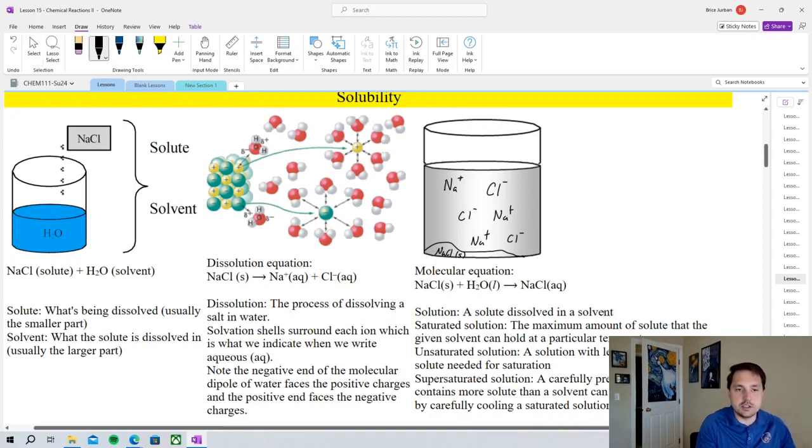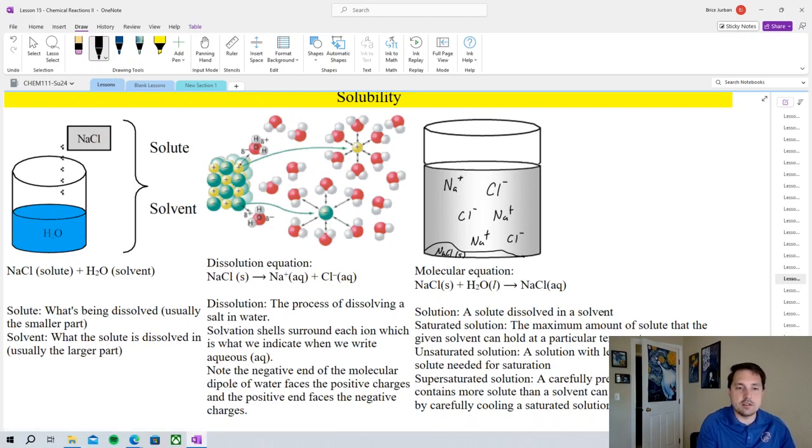The dissolution equation is written where you have the solid ionic compound, and then on the right side of the arrow, you just break it up into its ions, Na+ and Cl-. And you want to write the state of matter as being aqueous to show that this is being surrounded by the water molecules. That's what aqueous is referring to whenever we write that.